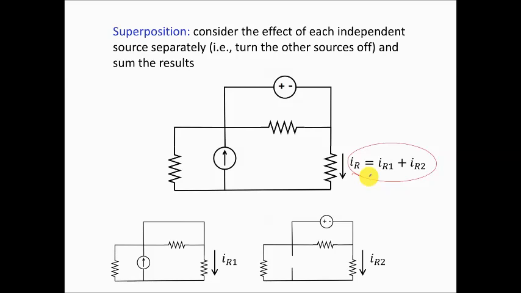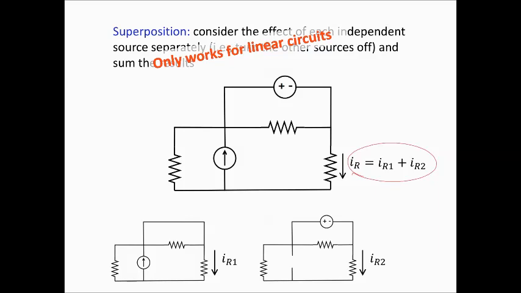If I have more than two sources, I take each one by itself and set all the other sources to 0, which means replacing them by open circuits or shorts, depending on what type of source they are, and then at the end summing all the contributions. And again, keep in mind, this only works for linear circuits. So if I were to have nonlinear elements in here, you cannot apply superposition.